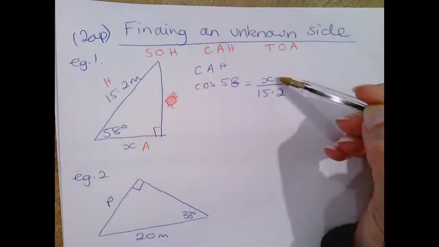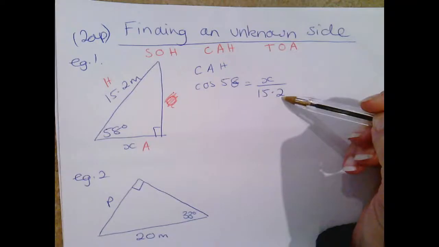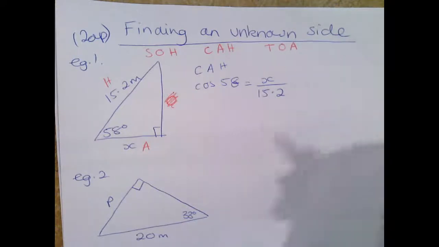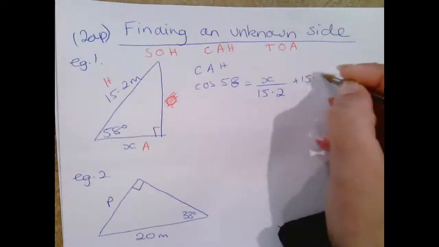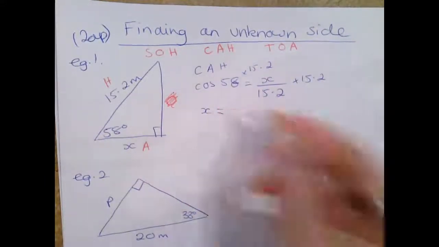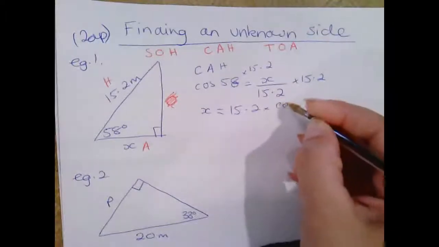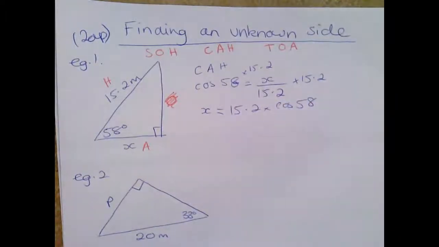Now we want to know what is that value here. This is x divided by 15.2. What's the opposite of dividing by 15.2? It's timesing by 15.2. So x is equal to 15.2 times cos 58.